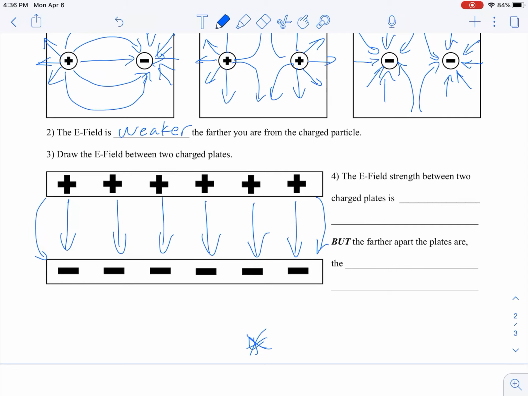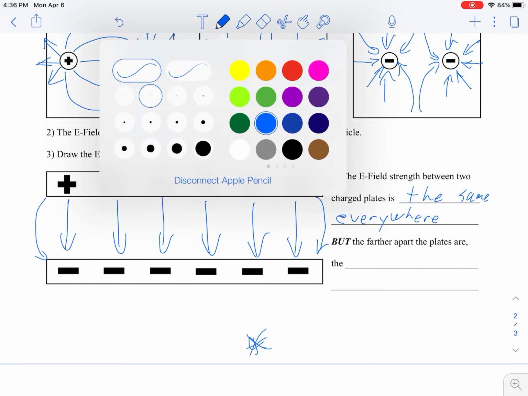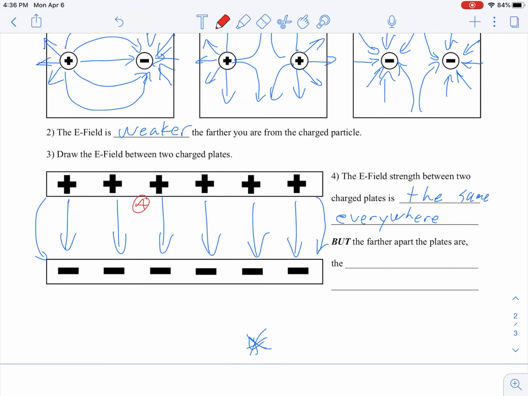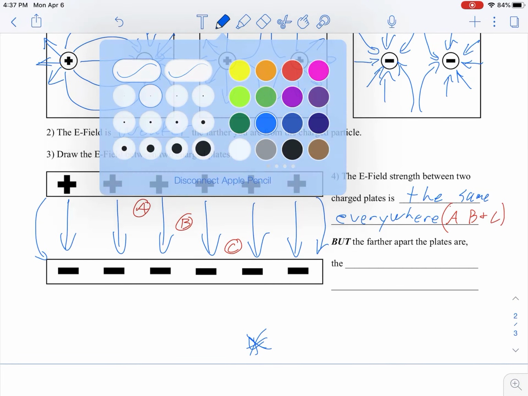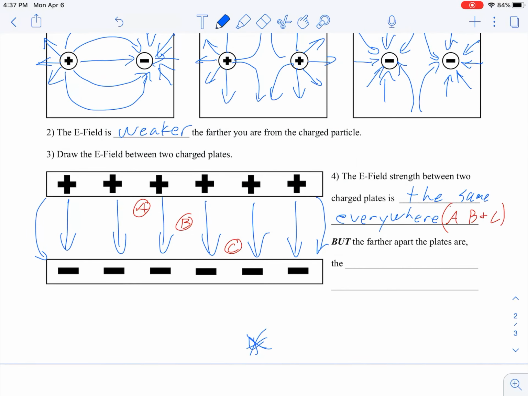So a really important idea is that the electric field strength between plates is the same everywhere. What does that mean? Well, let's take 3 points, A, B, and C. As long as you're not touching the plates, A is closer to the positive, C is closer to the negative, and B is right in between. They all have the same strength. The electric field is the exact same at A, B, and C. It's no different. But it's important to note that the farther apart the plates are, the weaker the field.